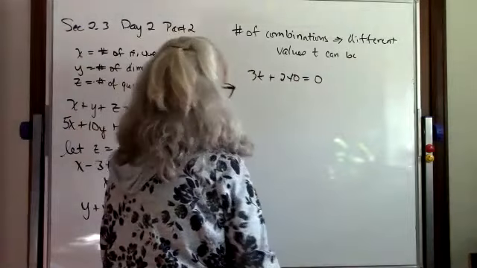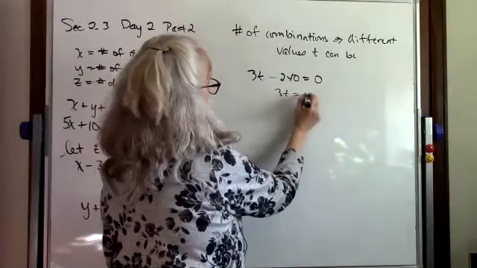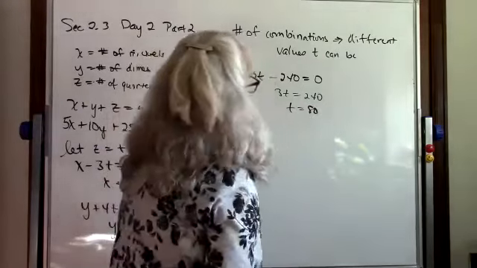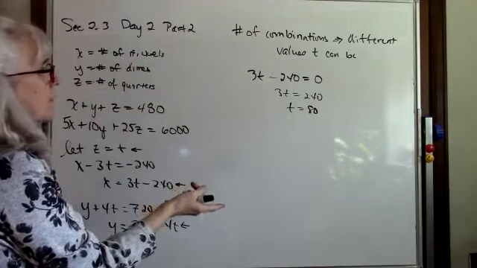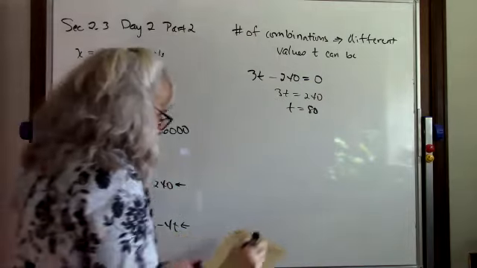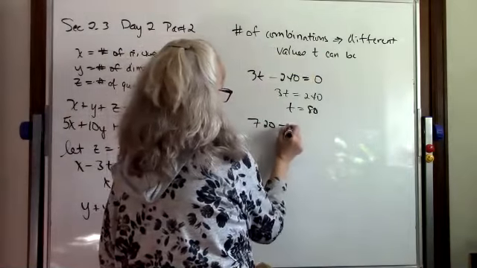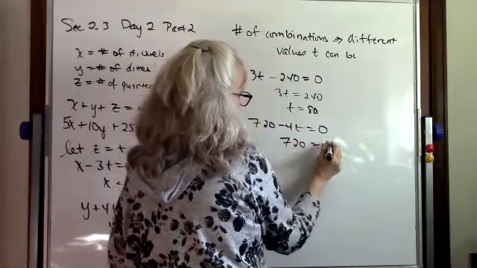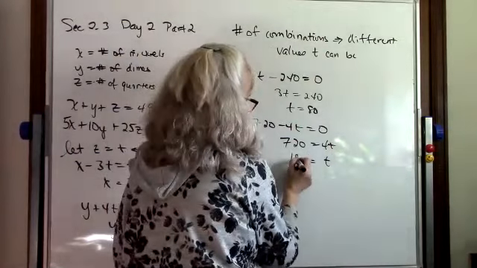So back over here, we have 3T minus 240. So then 3T equals 240, and T is equal to 80. So in order to have no nickels, we would have to plug in 80 quarters, and then we would have no room left over money-wise or coin-wise to have any. We'll do the same thing with the Y values. So we're going to take 720 minus 4T and set that equal to 0. 720 is equal to 4T, and T is 720 divided by 4, which is 180.